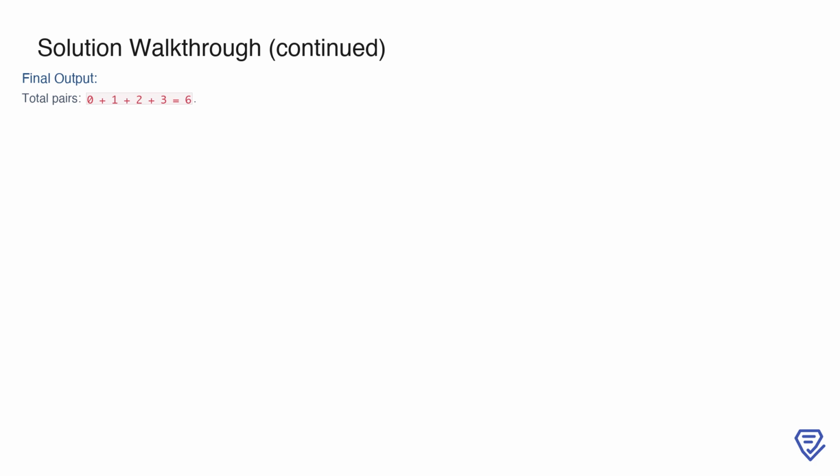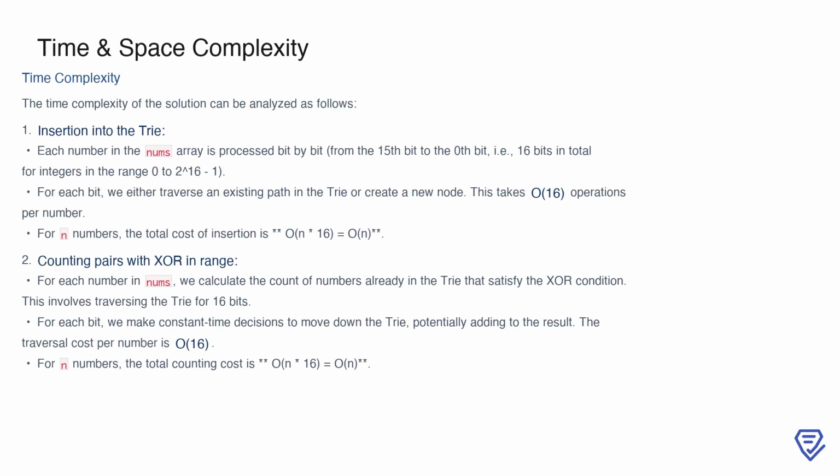With this, we have completed the walkthrough of the third example, demonstrating how the tree helps efficiently count pairs with XOR values within the specified range. Here, we start by analyzing the time complexity of our solution. First, consider the insertion of numbers into the tree.